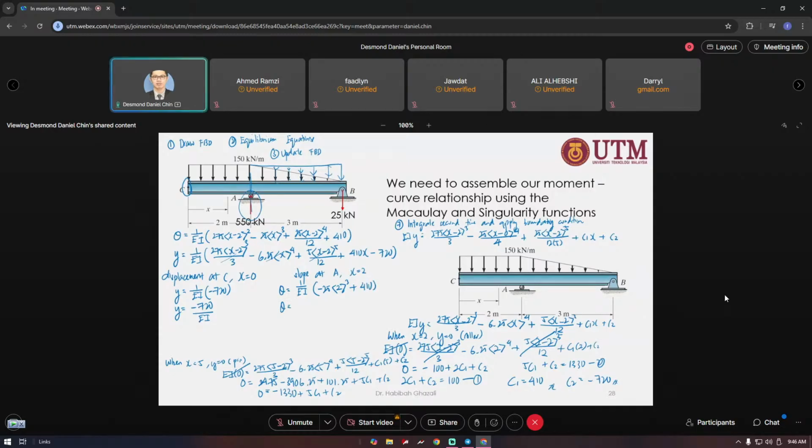So theta equals 2 cubed multiplied by negative 25, plus 410. You get 210, right? Positive. Yes. So 210 over EI. This is your final answer.